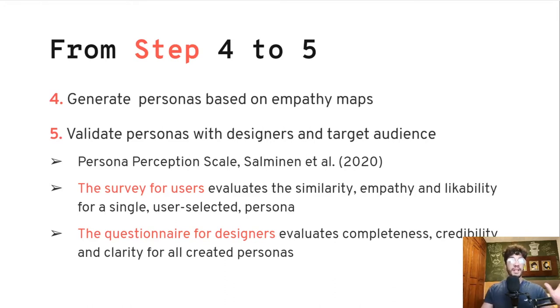On the 5th and last step, 2 questionnaires with questions from the Persona Perception Scale from Salminen and others in 2020, with answers on a Likert scale between 1, which is I totally disagree, and 5, which is I totally agree, are applied. Both questionnaires applied have a set of personas. In the user survey, the user must select the persona that most represents him, and then answer the questions, taking into account only the selected persona.